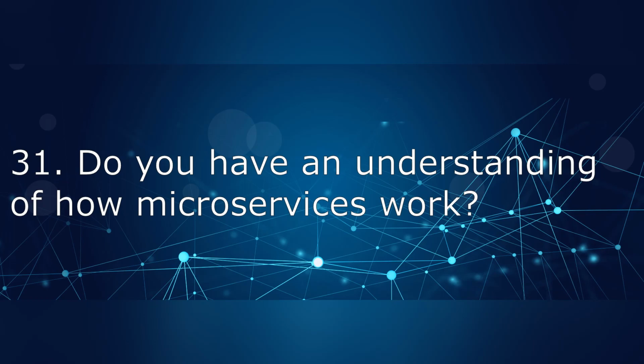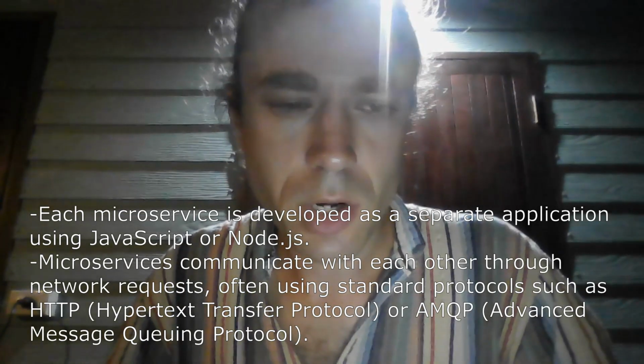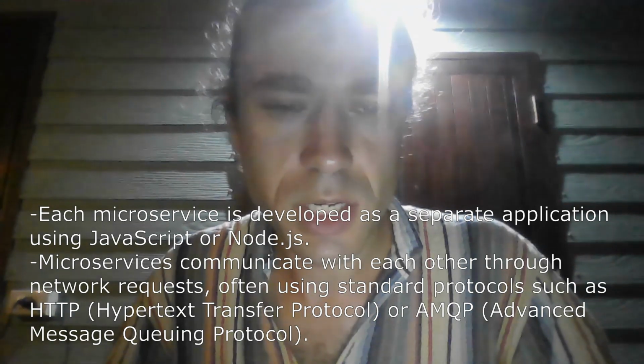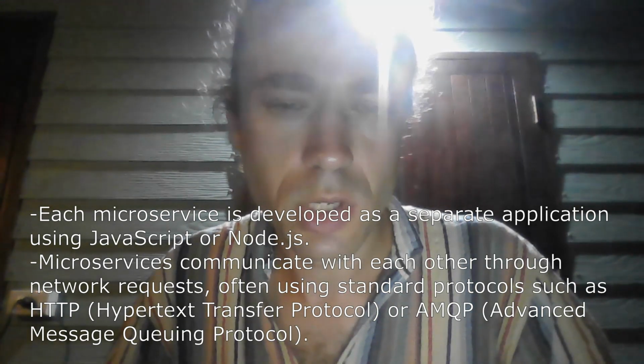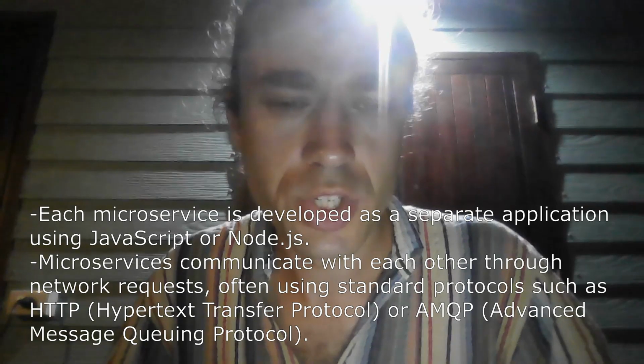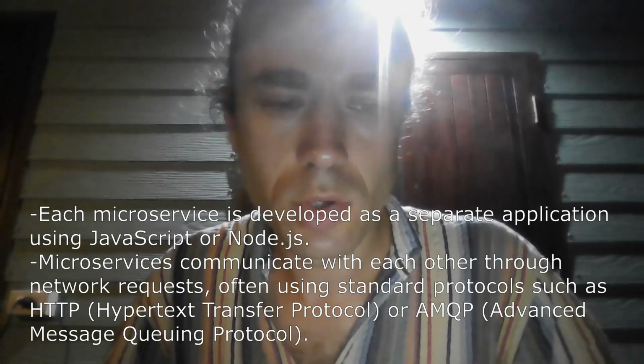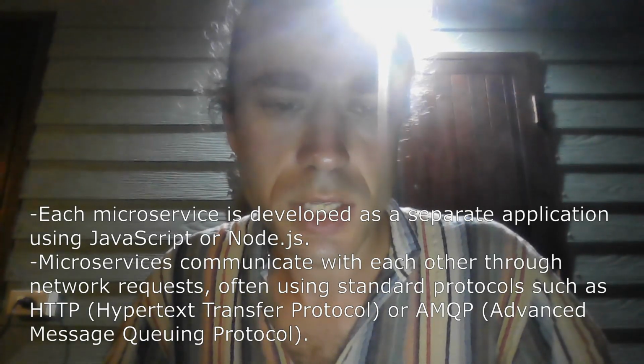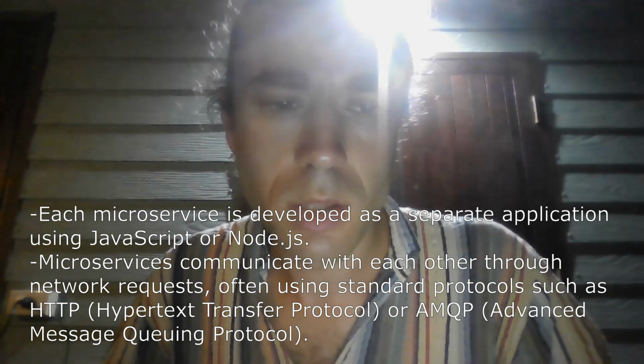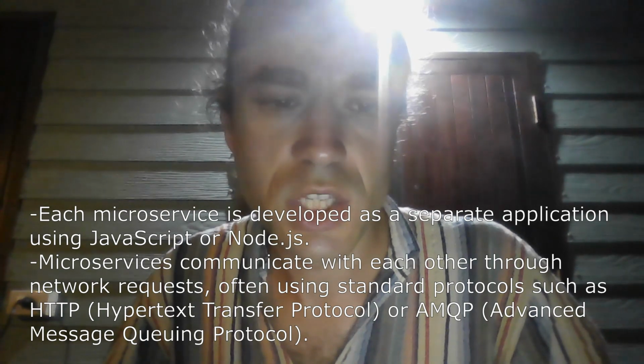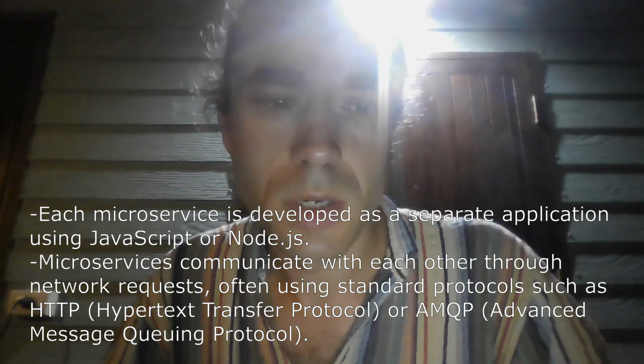Do you have an understanding of how microservices work? Each microservice is developed as a separate application using JavaScript or Node.js. Microservices communicate with each other through network requests, often using standard protocols such as HTTP, Hypertext Transfer Protocol, or AMQP, Advanced Message Queuing Protocol.